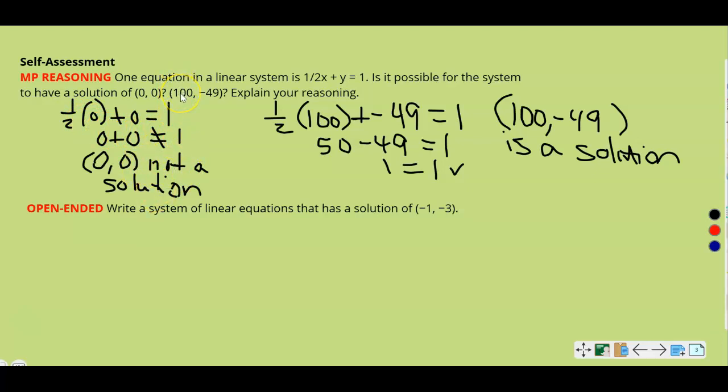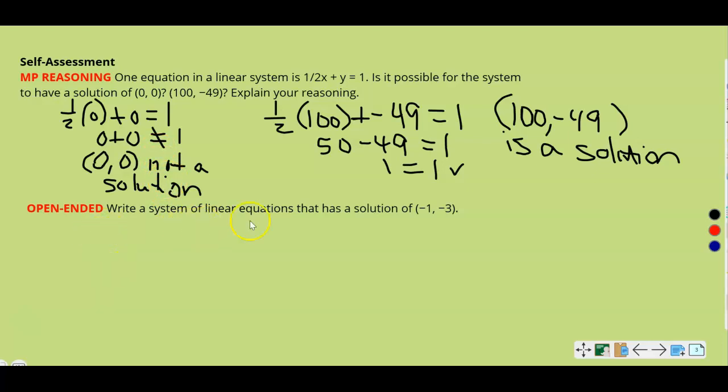All right, then it asks about (100, -49). Plug in 100 for x, -49 for y. 50 minus 49 equals 1. 1 equals 1, so (100, -49) is a solution because when I plugged in the ordered pair, it gives us a true statement. This one gave us a false statement, so it is not a solution.